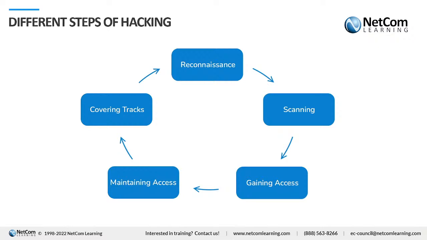So in the last phase of hacking, which is covering tracks, the attacker will try to hide his identity by deleting the logs. He can delete the logs from Event Viewer to cover his tracks so that no one will be able to detect him, right? So these are the 5 phases of hacking, and each and every attacker should go through all these 5 phases to successfully compromise a system.